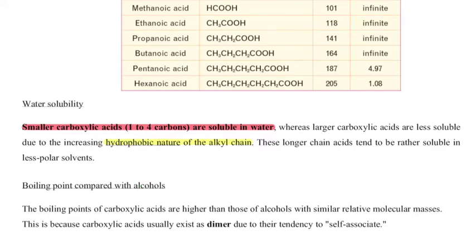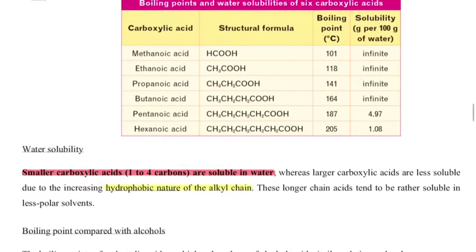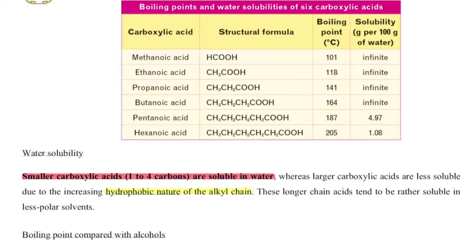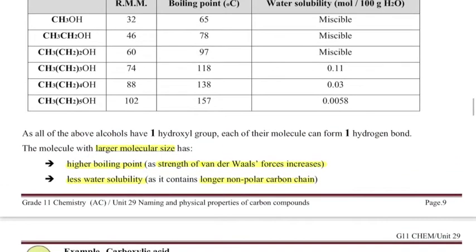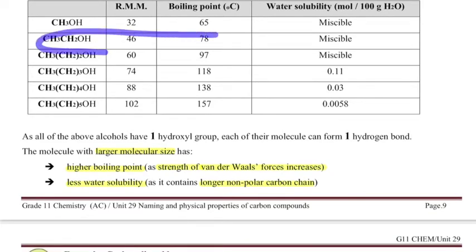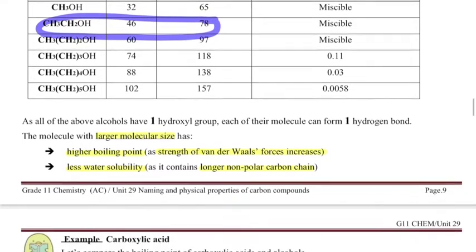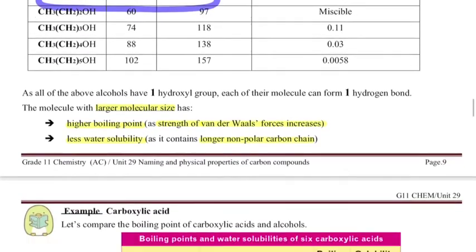If we take one example, ethanoic acid and ethanol, let's circle it out. Ethanoic acid is here. The boiling point is 118, but for ethanol, the boiling point is 78. So why does ethanoic acid have a higher boiling point than ethanol?